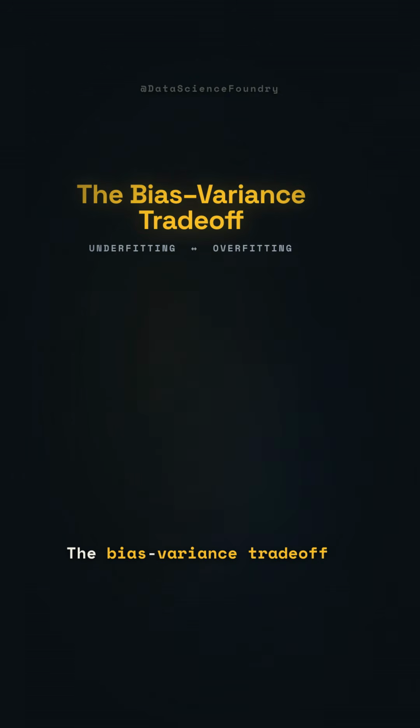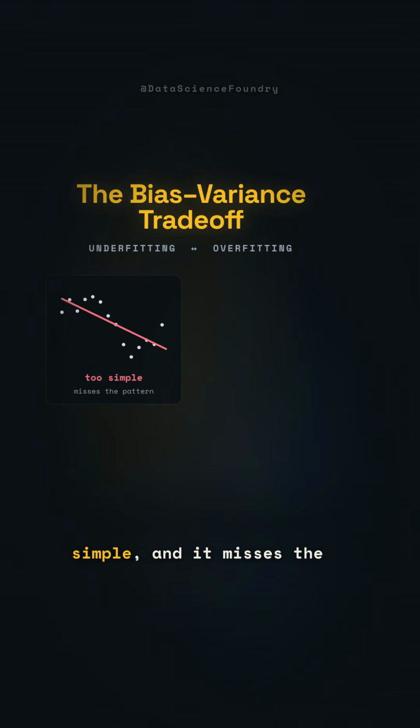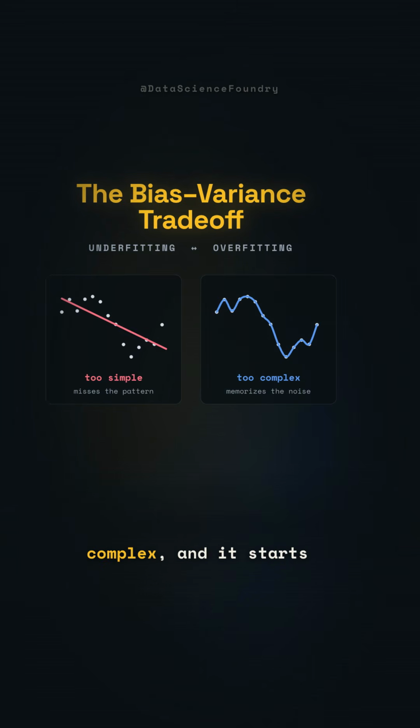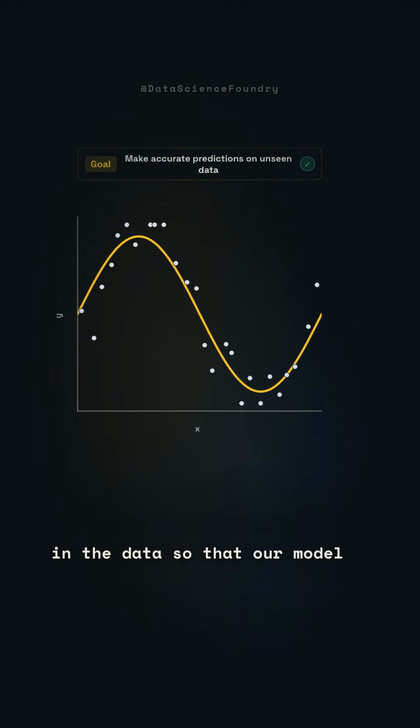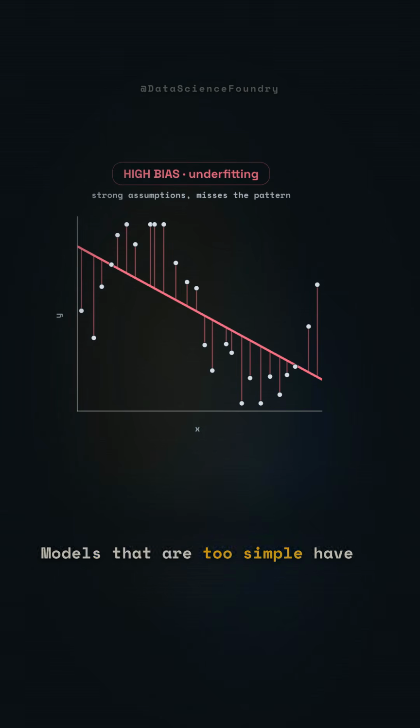The bias-variance trade-off describes the balancing act every machine learning model faces. Make the model too simple, and it misses the overall trend. Make it too complex, and it starts memorizing the training data. And our goal isn't to memorize the training data. It's to identify the true trend in the data, so that our model can predict well on new data that it has never seen.